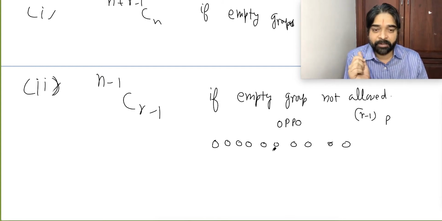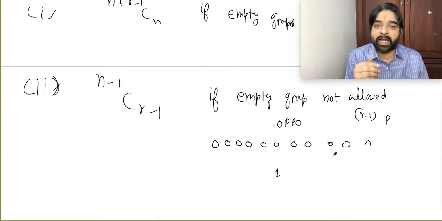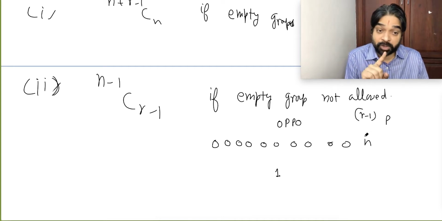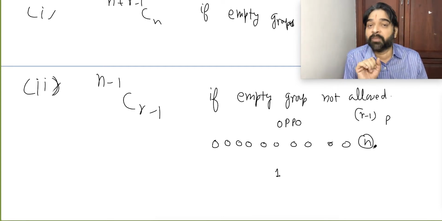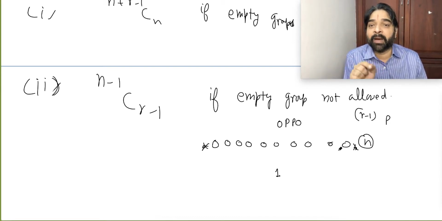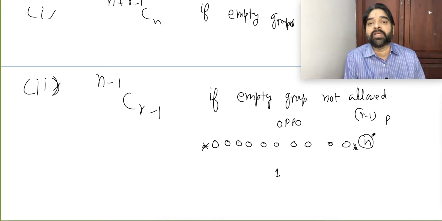So first, the arrangement of these n objects will be 1 only. Why 1? Because they are identical. Now, how many gaps are there? Suppose n objects are there, so n plus 1 gaps used to be there. But in that, this place is also included and this place is also included, but those 2 places should not be included. So how many gaps will be there? N minus 1 gaps. N minus 1 gaps, R minus 1 objects.